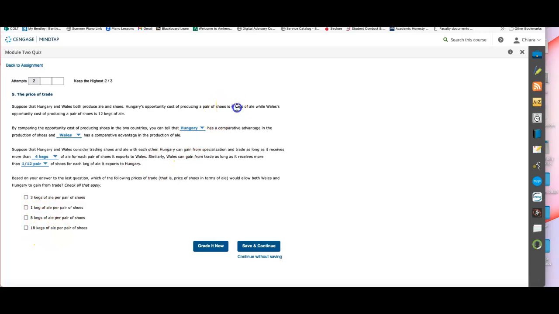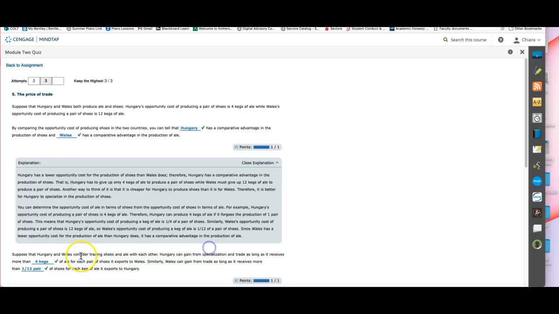Well, up here we know that we have 4 kegs of ale and 12 kegs of ale per pair of shoes. So those are the two opportunity costs, and we know that the price of trade needs to be between 4 and 12. So what we're going to look at here is which ones are between 4 and 12. 3 is below 4, 1 is below 4, 8 is between 4 and 12, 18 is above 12. So we're only going to select 8 and grade it.